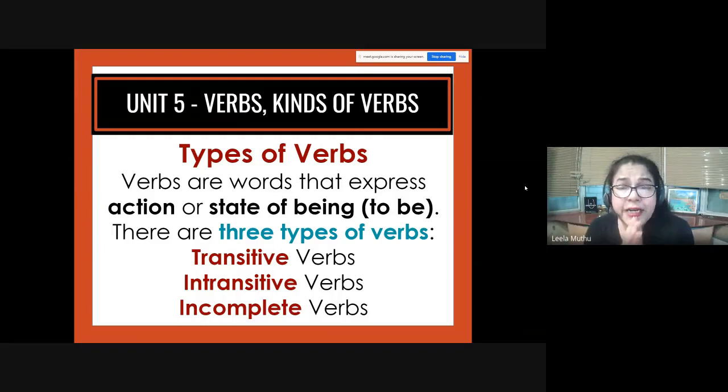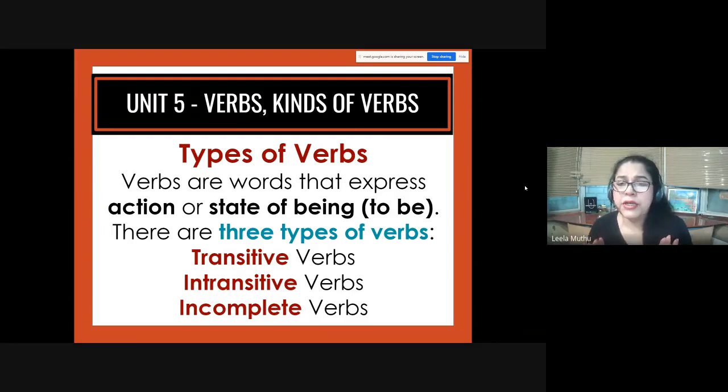Now you already know, we've learned about this. In a complete sentence, you have a subject and you have a predicate. Now, there is always a verb in a sentence. No sentence is complete without a verb. Based on the sentence, you can find out whether the verb in the sentence is transitive, intransitive, or incomplete.